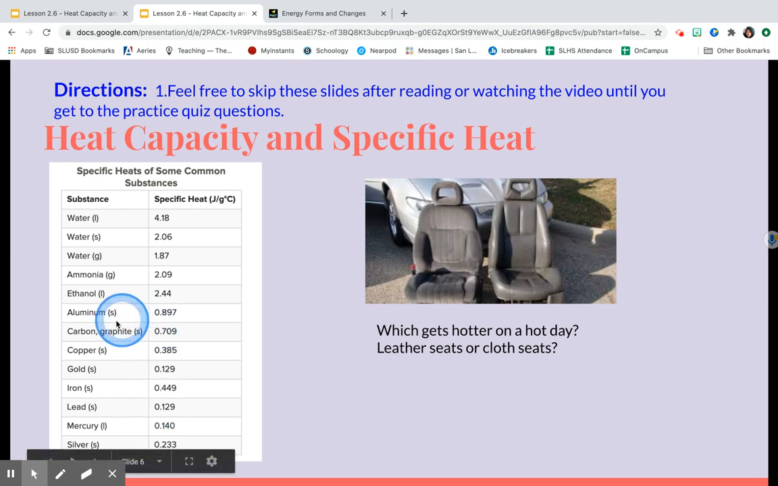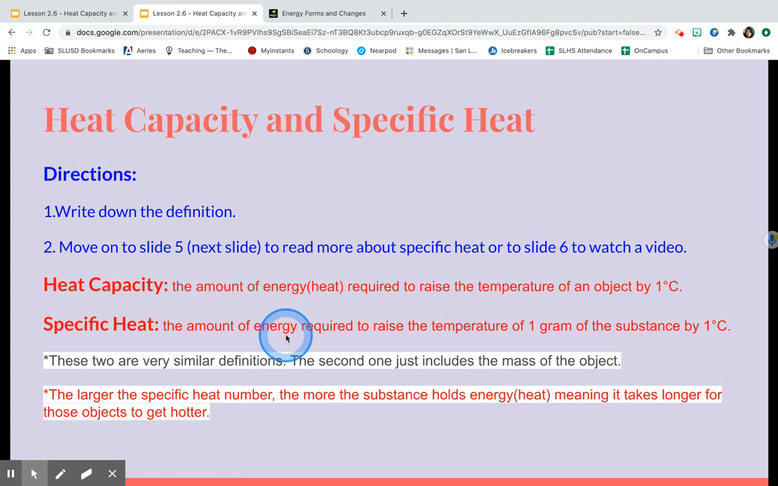And if I look at examples like aluminum, I'm guessing y'all have a pot at home and you have probably boiled some water in a pot before. You might have noticed that the aluminum pot itself gets hotter before the water gets hotter. That's because water has a higher specific heat, right? Meaning it takes more energy to heat up water than it does to heat up aluminum. Aluminum will get hotter faster, right?